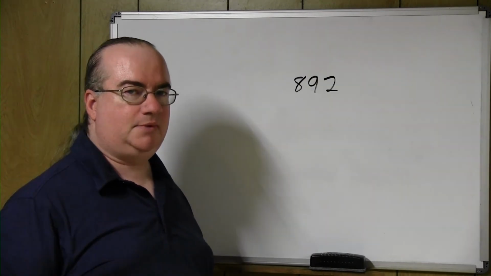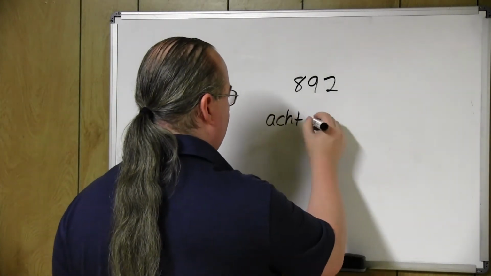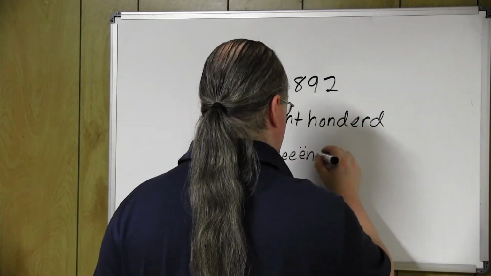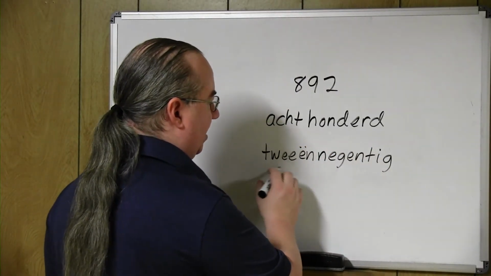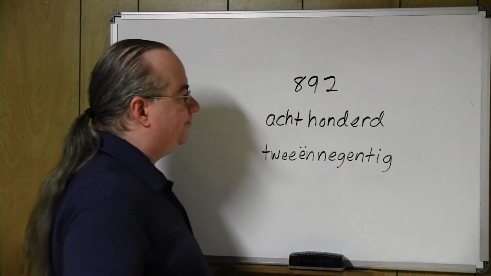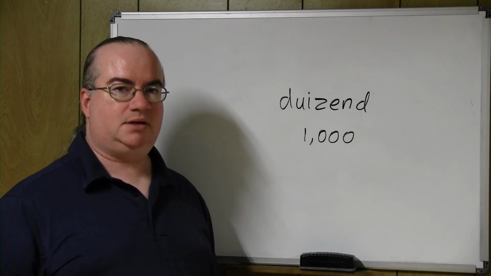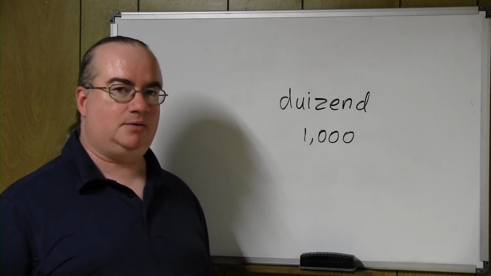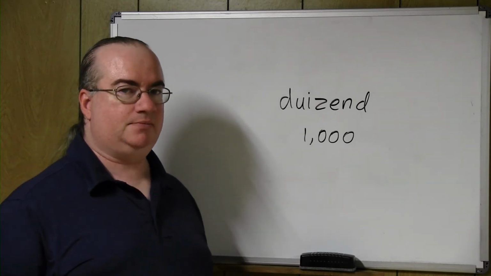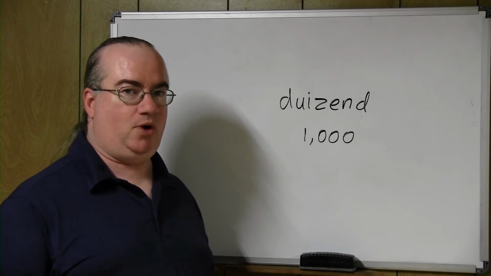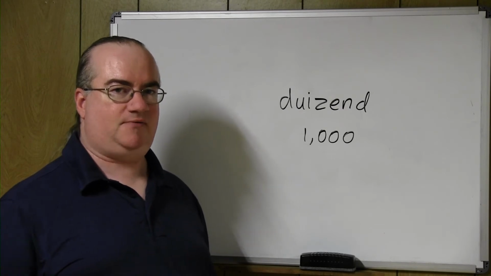Here we go, an even higher number, 892. So 892. 1000. This is how we say 1000. It actually follows the same pattern as the hundreds do. 1000 doesn't get a 1, but 2000 gets a 2, 3000 gets a 3, and so on and so forth.